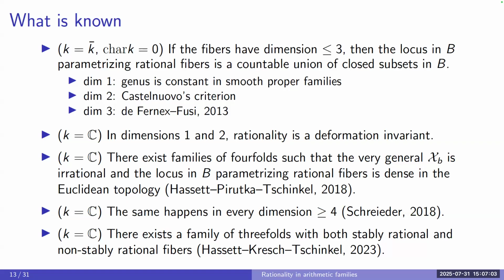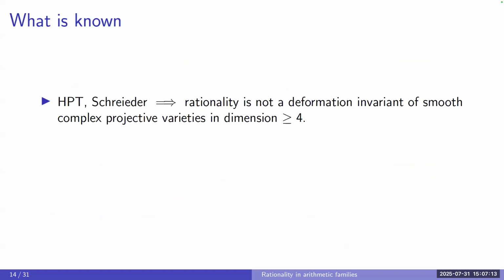So there's still an open question here about whether rationality is a deformation invariant in dimension 3, but stable rationality is not. Okay, great. So as I just said, in dimensions at least 4, rationality is not a deformation invariant of these smooth complex projective families.